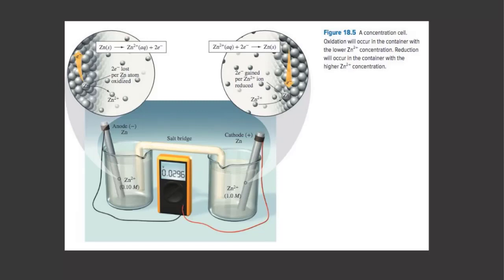So here's just a little image. As you can still see, there's still a salt bridge between the two. Our cathode is positive, our anode's the negative terminal. And our anode is the lower concentration, while our cathode has the greater concentration of Zn2+.